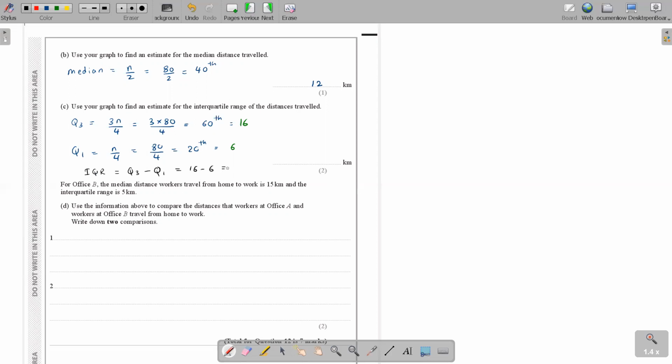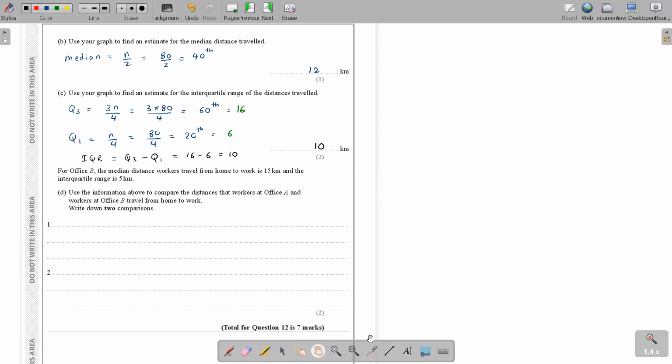16 minus 6. So the answer is 10. So the interquartile range is 10 kilometers. That's what I get here. Okay, so I get 10 here. Now let's move on to the next part.